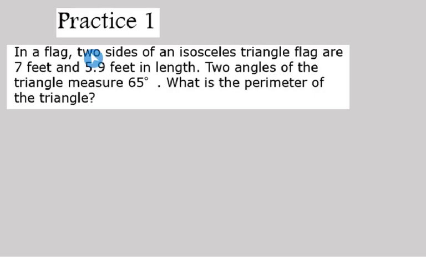It says that in a flag, two sides of an isosceles triangle flag are 7 feet and 5 9/10 feet in length. Two angles of the triangle measure 65 degrees. What is the perimeter of the triangle? So ultimately, we're trying to determine the perimeter. So we're going to have to know the side lengths. Now, we're given two side lengths of 7 feet and 5.9 feet, or 5 9/10 feet.